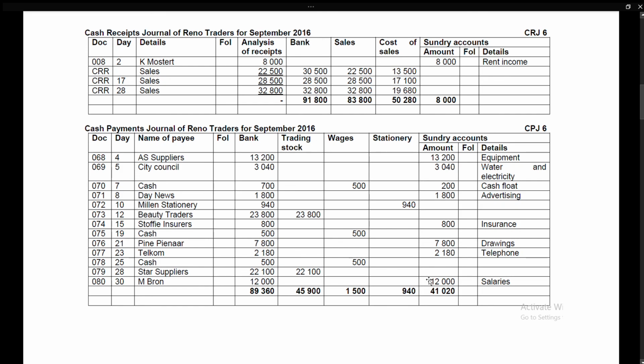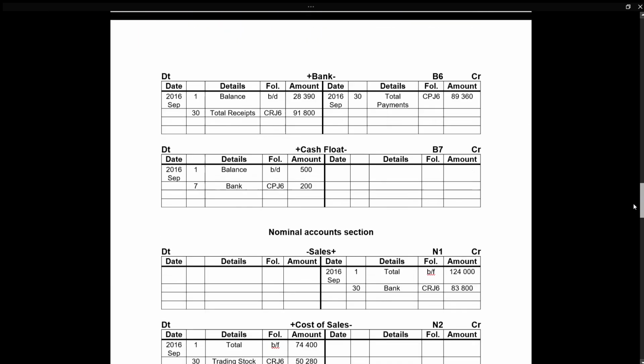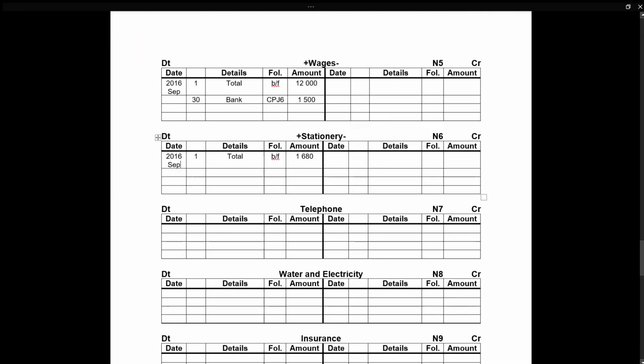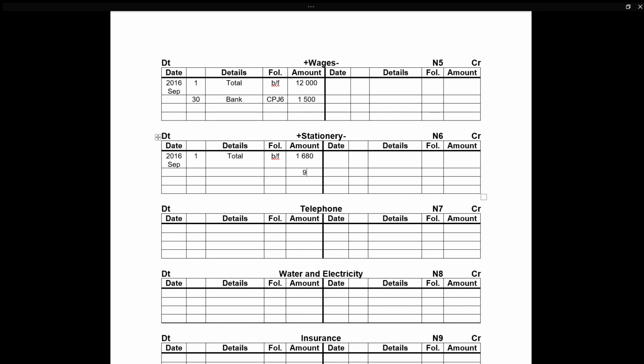Stationery, they provided a column for that. 940 Rand stationery bought. Right, so 940 Rand. I got this from my cash payment journal, CPJ6. My details will be bank. It was a total of a column, therefore last day of the month, 30th.